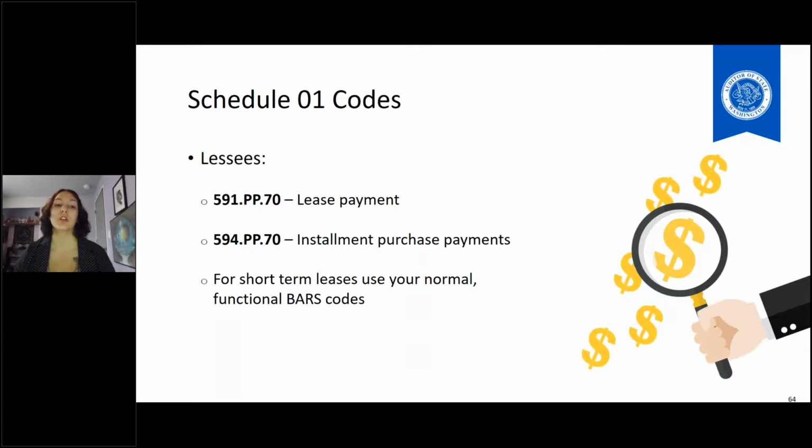Now for those short-term leases, which are leases with the maximum possible term of 12 months or less, you'll just continue to use your normal functional BARS codes. That basically just means for short-term leases, you do not use the 591 or the 594 codes.